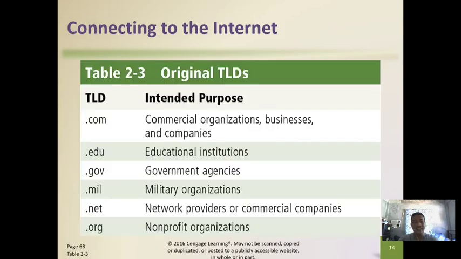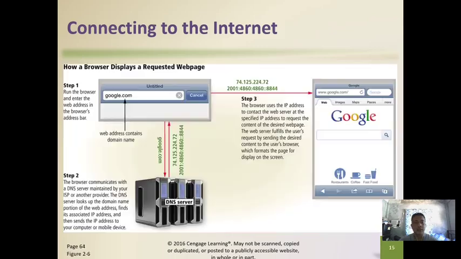Okay, so these are the common TLDs or the top level domains. There are a lot of TLDs over the internet, but these are the common. We have your .com, which is for commercial, .edu for education, just like www.usl.edu.ph. .gov is the government, .mil is for the military, and .net is for commercial companies. And then .org is for non-profit organizations.